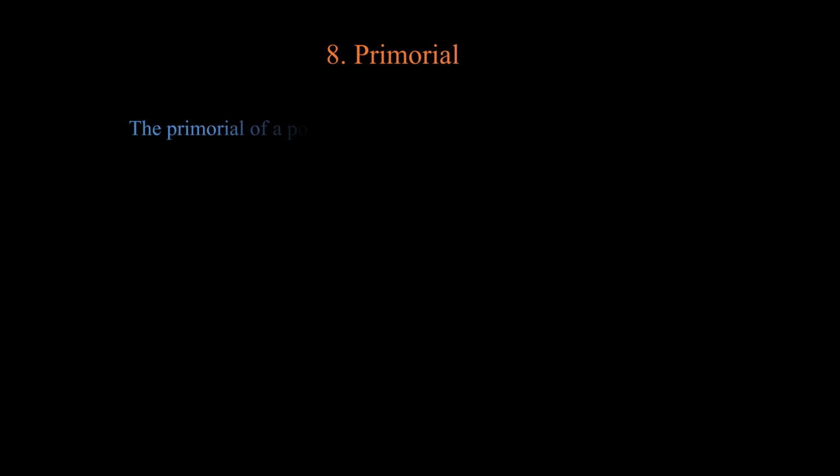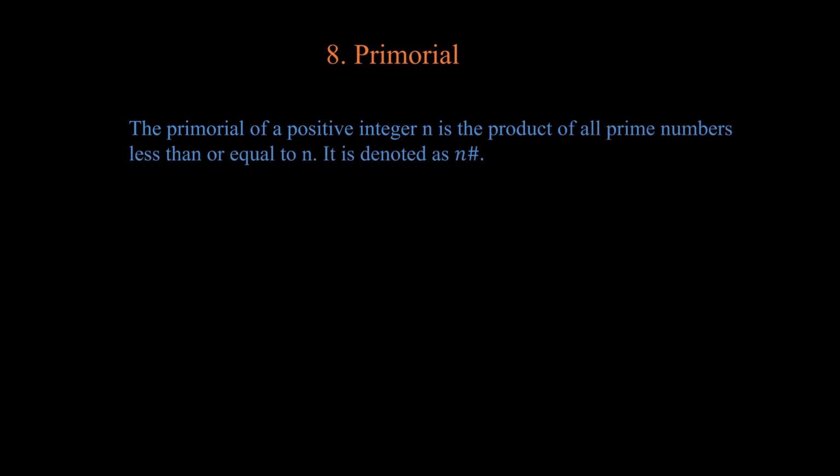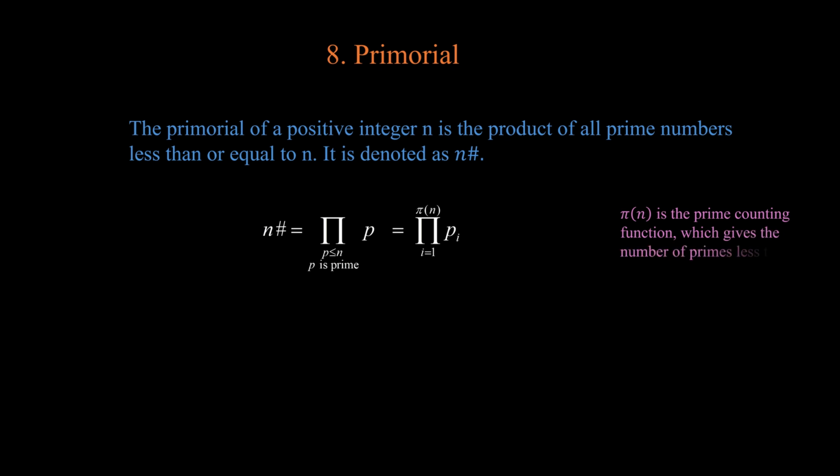At number 8 comes the most interesting one, primorial. The primorial of a positive integer n is the product of all prime numbers less than or equal to n. It is denoted by the hashtag symbol after the number. Mathematically, n primorial is equal to the product of p sub i from i equal to 1 to pi of n. Pi of n is the prime counting function, which gives the number of primes less than or equal to n. For example, pi of 6 is 3 because there are 3 prime numbers less than or equal to 6. These are 2, 3, and 5.